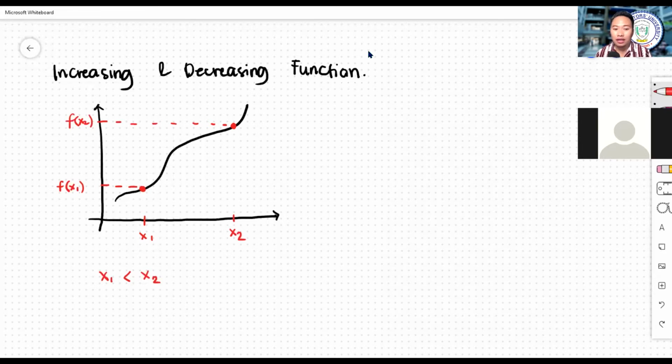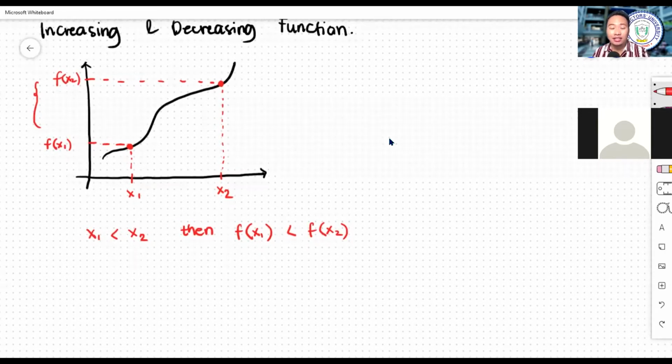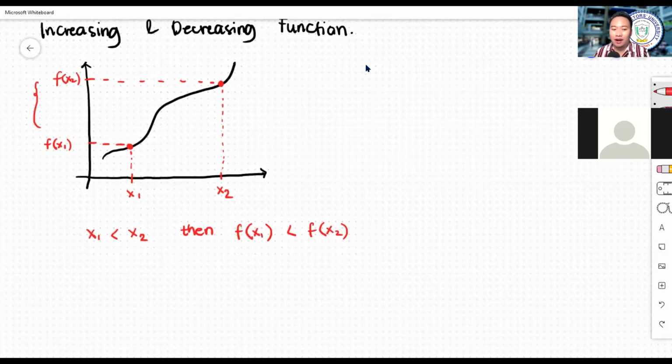Does it follow? Now the values of x sub 1 and x sub 2. Which one is bigger? Isn't it x sub 2? Which one is lesser? Isn't it x sub 1? It follows that if x sub 1 is lesser than x sub 2, then the function f of x sub 1 should also be lesser than f of x sub 2. Which one is bigger of these two? So if the scenario is like this, we can say that the function is increasing. Look at the process, it's going up to the right.